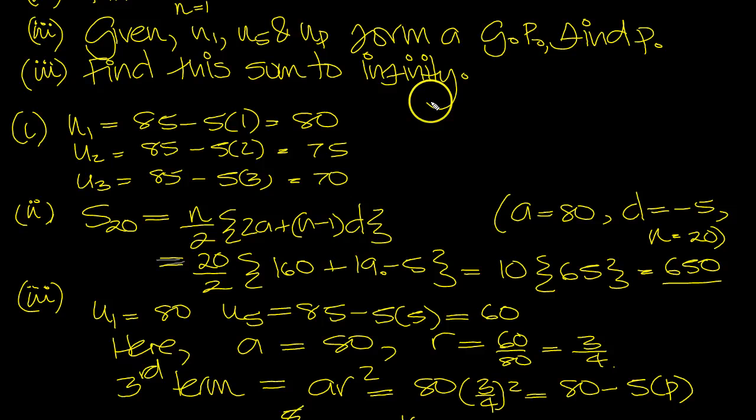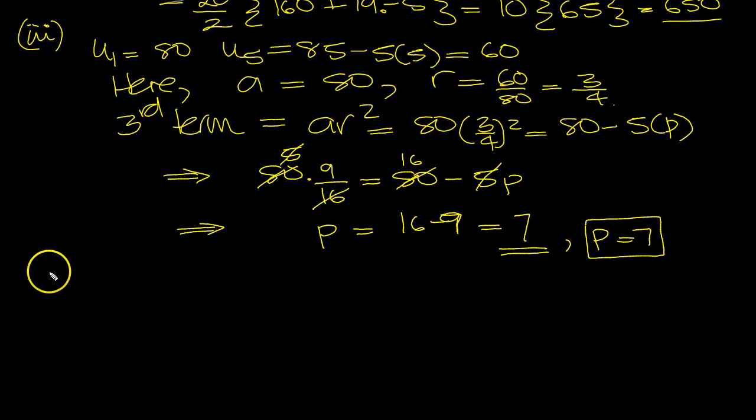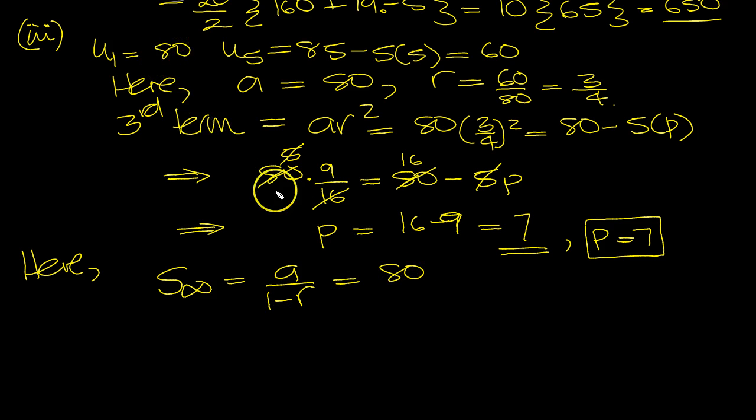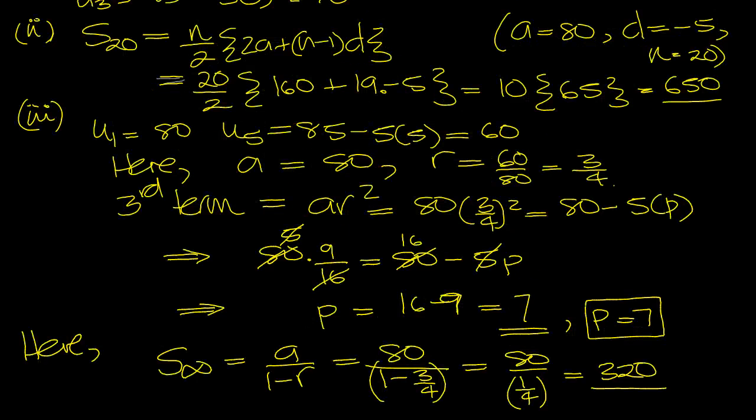And now we know that, let's find the sum to infinity as well, part 4. So S infinity is equal to a over 1 minus r. a is 80, isn't it? 80 over 1 minus the common ratio, 1 minus 3/4, which is a quarter. 80 over a quarter. The 4 swings up, 4 80s are 320. So S infinity is 320.